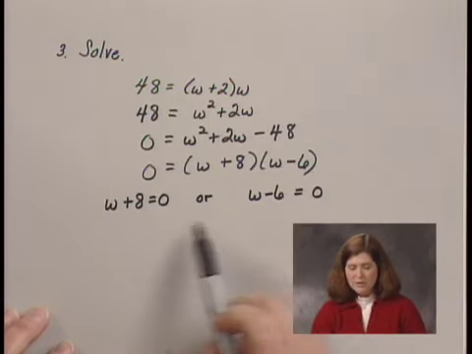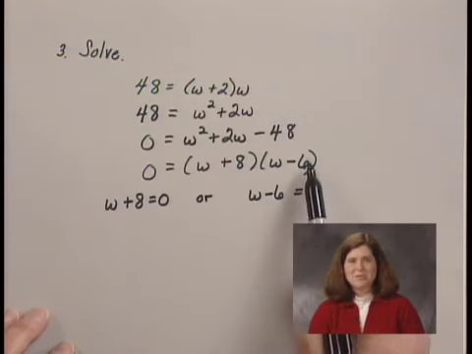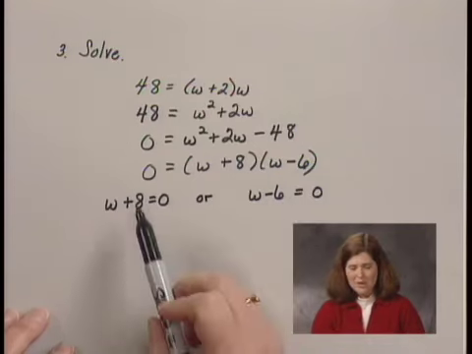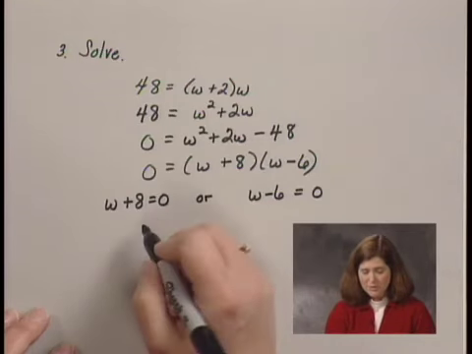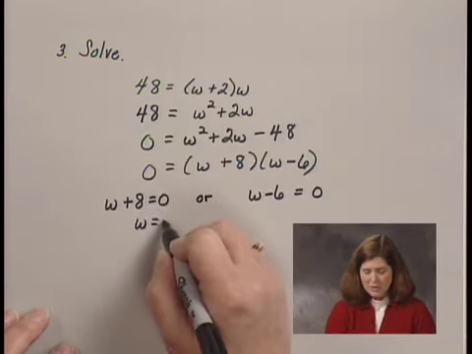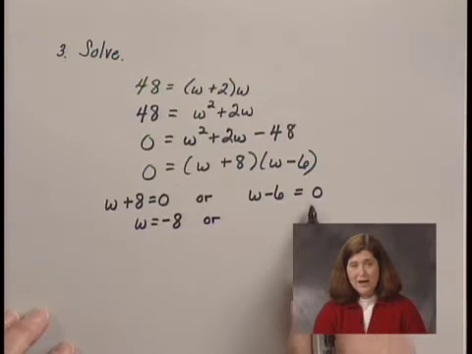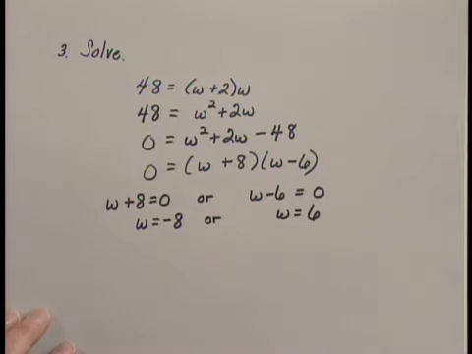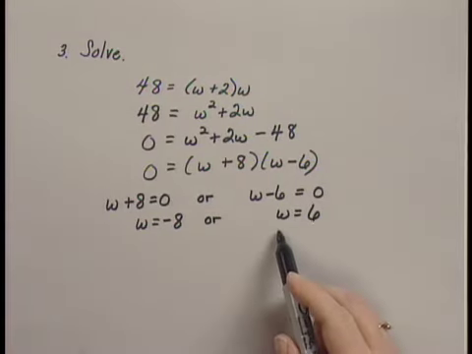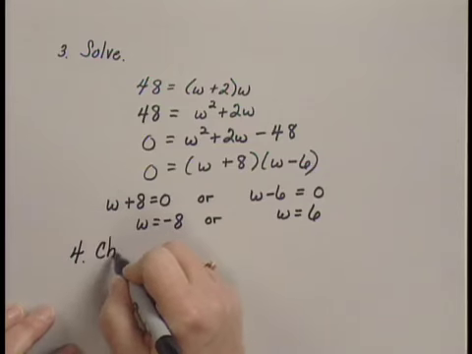And be careful about doing this in your head, especially when you're under pressure, because sometimes you get the signs mixed up, even something as simple as this. Go ahead and take the time to write them out and solve for W, subtracting 8 from both sides, W equals negative 8, or over here adding 6 to both sides, W equals 6. Now these are the things we're going to check. So step 4 is to check.